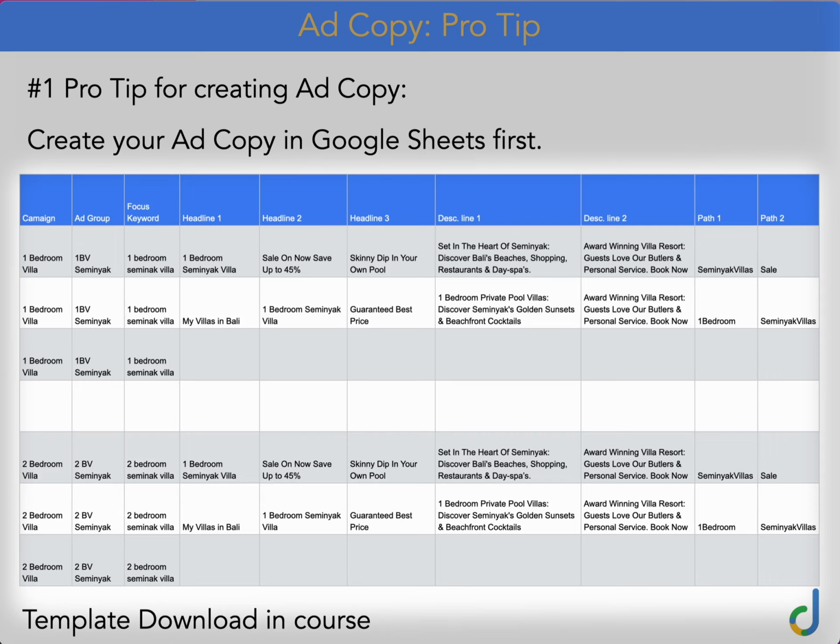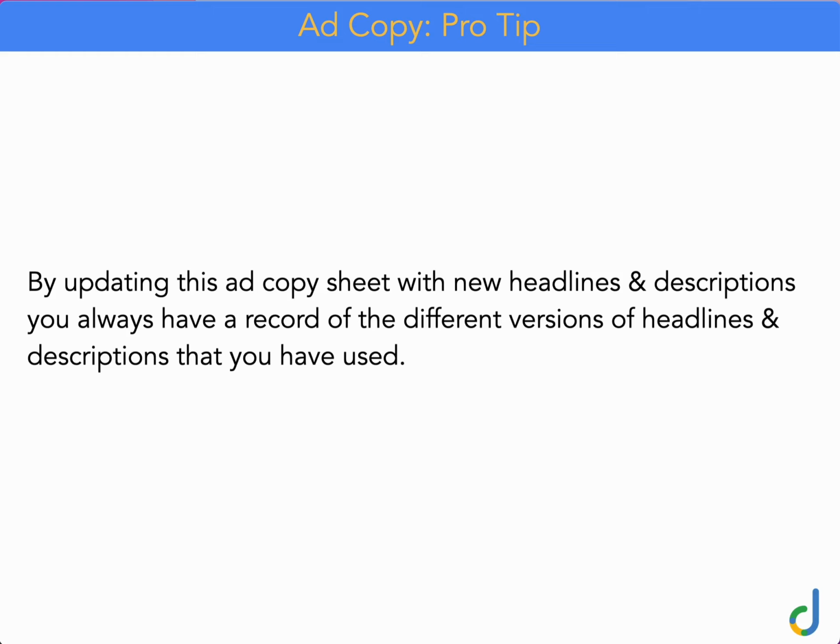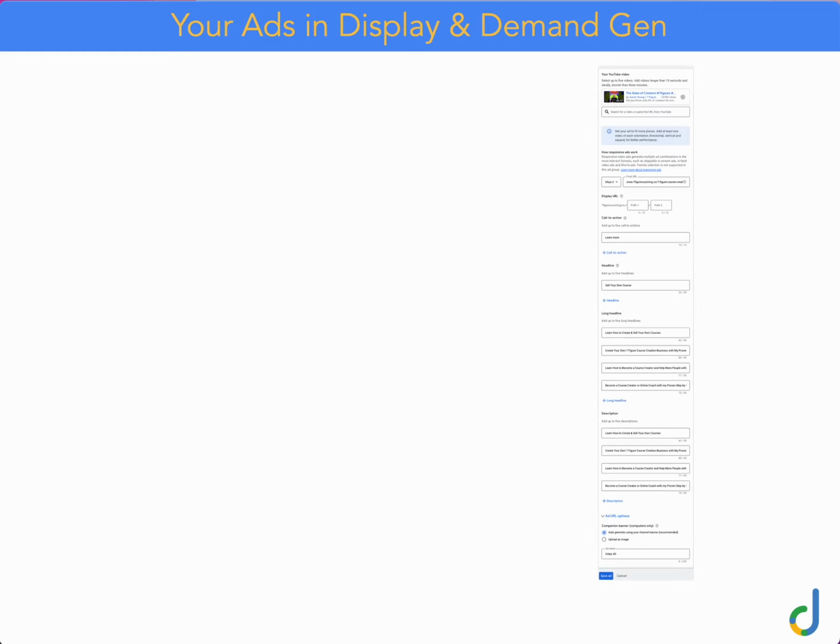So especially with Performance Max, where we're only getting that good, low, and best score, we can add into that spreadsheet and say, look, this one got a low score, so we don't need to test this headline or this image again. All right, now let's go through your ads in display and demand gen.